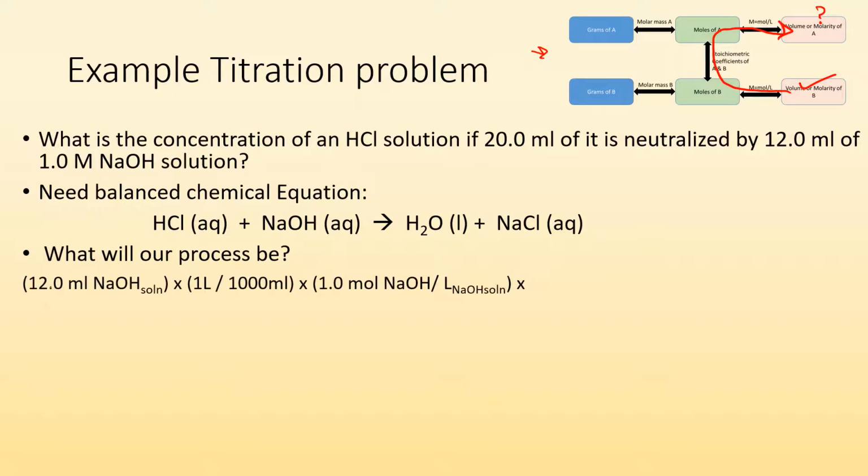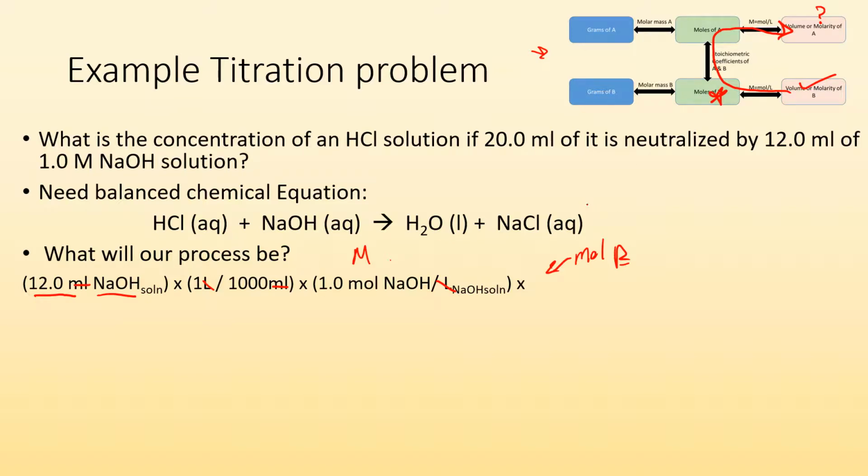So I'm going to start with the volume of my base. I used 12 milliliters of my base. I'm going to convert that to liters, right? So I times it by 1 liter divided by 1,000 milliliters. So my milliliters cancel out. And I know that my molarity was 1 mole of NaOH per liter of solution. So now my liters cancel out. I'm left with moles of my base, right? So this part here, I got my moles of my base. I've gotten to this point in that flow chart.